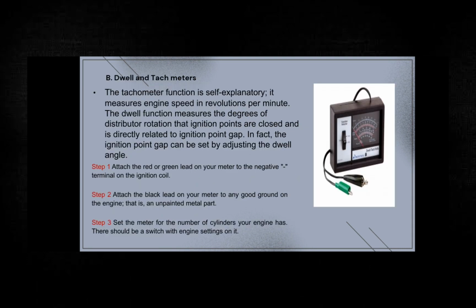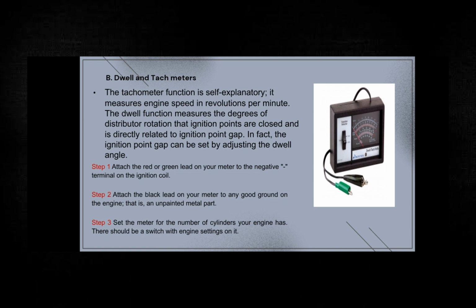Letter B. Dwell and tach meters. The tachometer's function is self-explanatory. It measures engine speed in revolutions per minute. The dwell function measures the degrees of distributor rotation while the ignition points are closed and is directly related to ignition point gap. In fact, the ignition point gap can be set by adjusting the dwell angle.